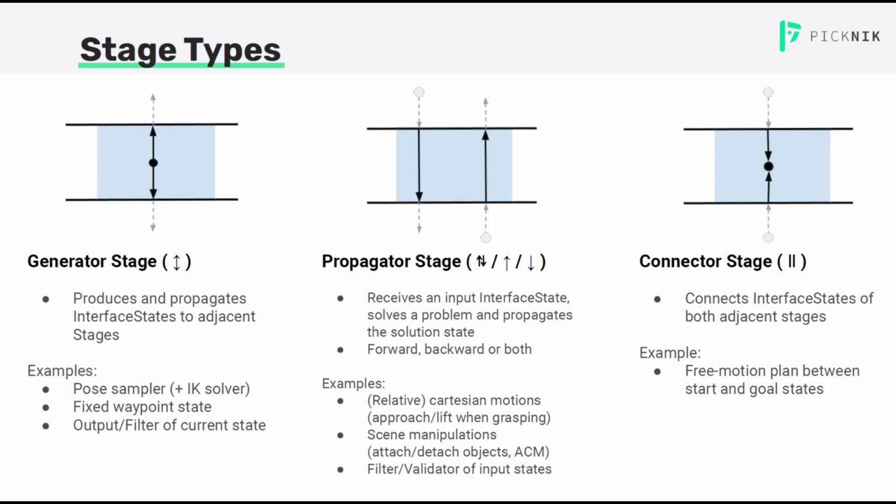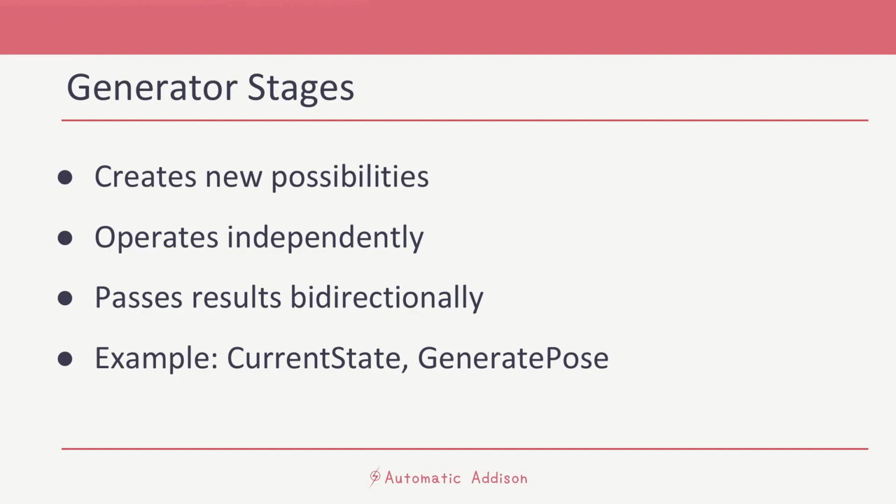So the generator stage, let's start with that one. This stage receives no input from adjacent stages. It doesn't care what happens before it or after it. The results that are computed in this stage are passed forward and backwards, as you can see in the image on the upper left. You see those arrows going up and down from the center part. Remember that the results are computed in the stage, and then they're passed forward and backwards in the process. Let's look at some examples of generator stage types.